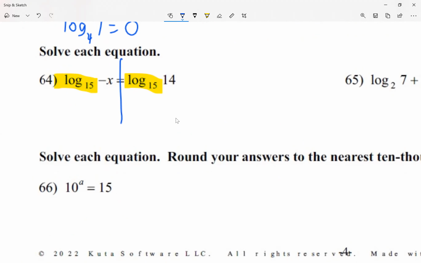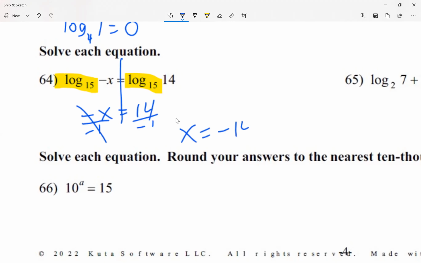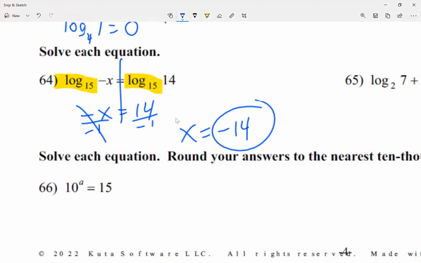What I'm going to do here is just say negative x is equal to 14, because I have the same log on both sides, I'm just going to ignore it. So I have negative x equals 14. I'm asking for solving, so I'm asking for the variable. I want to know what x is, not negative x. So let me divide both sides by negative 1 just to get rid of the negative sign, and I'm going to get x equals negative 14. You don't have to type in x equals, just negative 14. So that's when we have the same log on both sides of the equal sign.